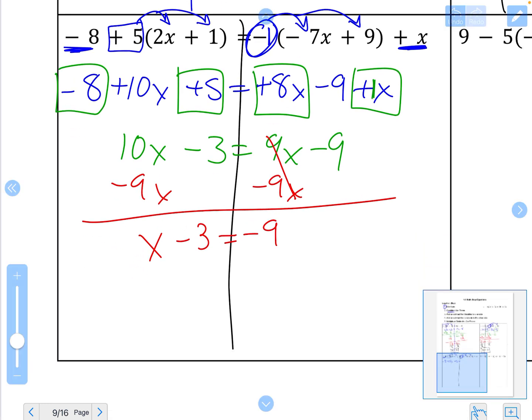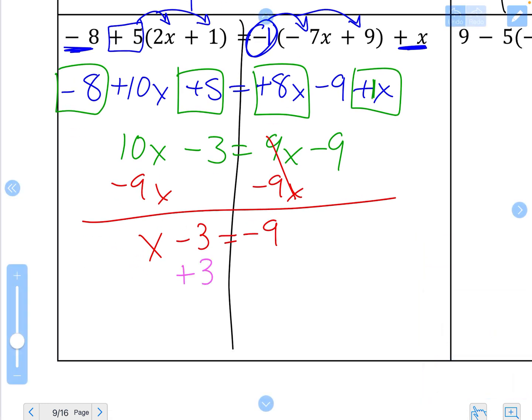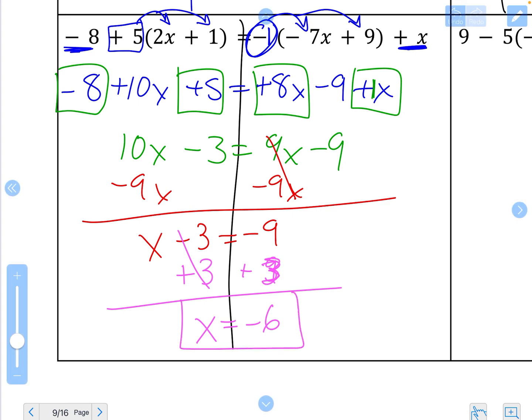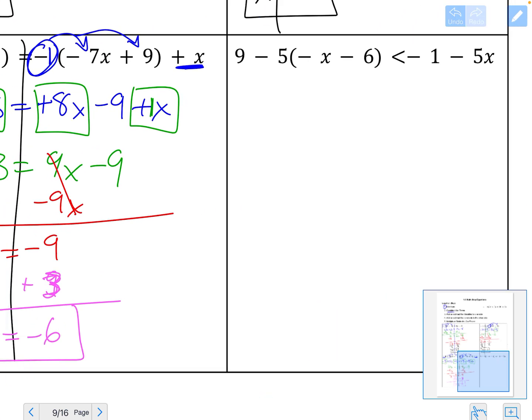And then our last step is going to be to put our constants on the same side. The -9 is lonely, so we're going to move the 3 over. So, 3, not 9. So we end up with -6. And that's how we do that. We just have to do it step by step, little by little.